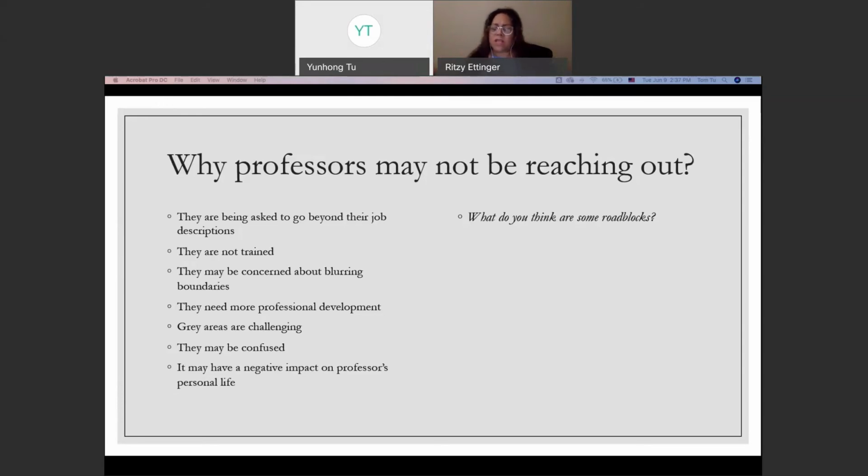Or maybe what the student is experiencing is something that's triggering for that person. Maybe what they're experiencing brings out a lot of pain for the person that's providing the support.